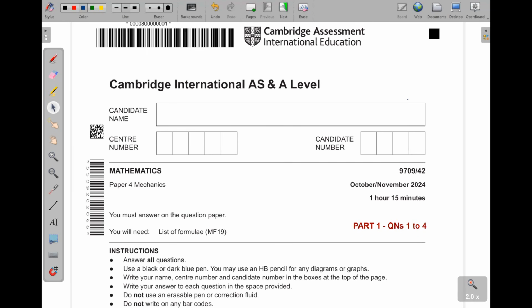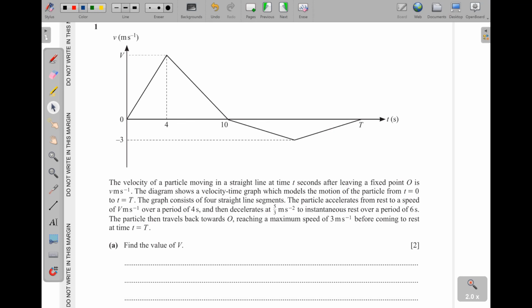This is Teacher Simon taking you through Cambridge International AS and A-Level Mathematics Paper 42 for October-November 2024, and this is part 1 for questions 1 to 4. Question 1 is coming from Kinematics.